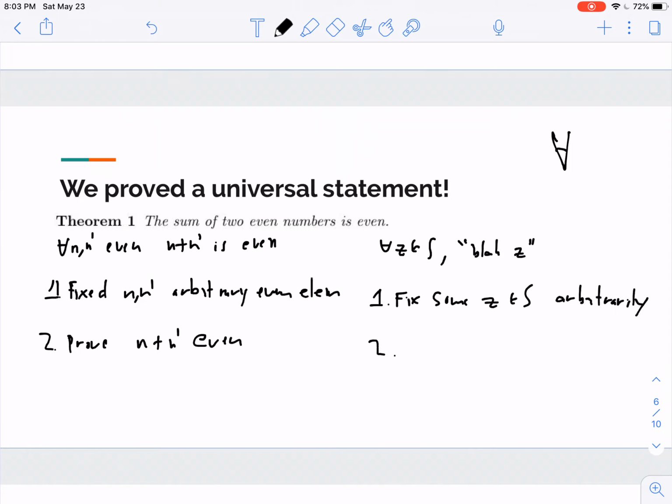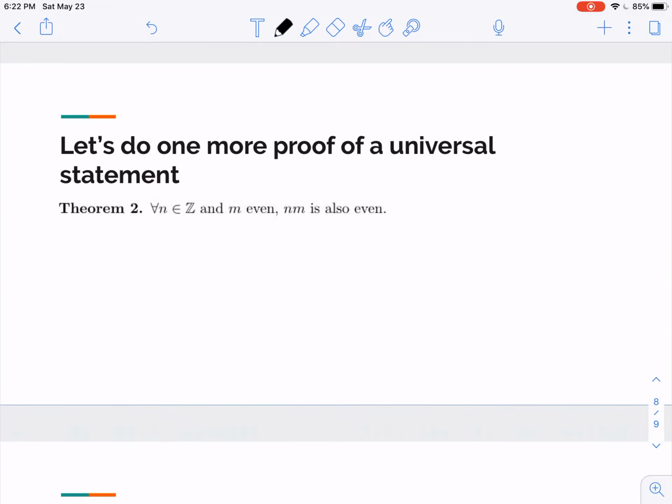And then second, we should prove that statement for z. And because we fixed it arbitrarily, the only thing that we assumed was it's part of S, it's even, it's an integer. That means it must hold for all of the elements that share that property, thus proving the theorem. So this is the first proof technique, which you will use a little bit on your homeworks. And let's do one more universal statement to help clarify here.